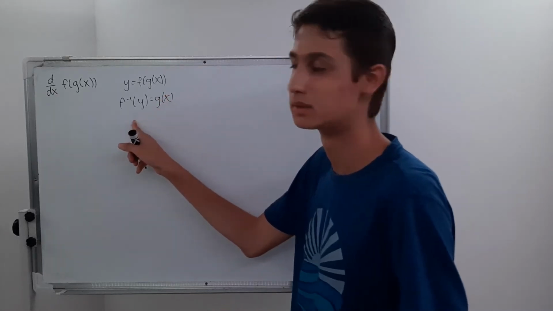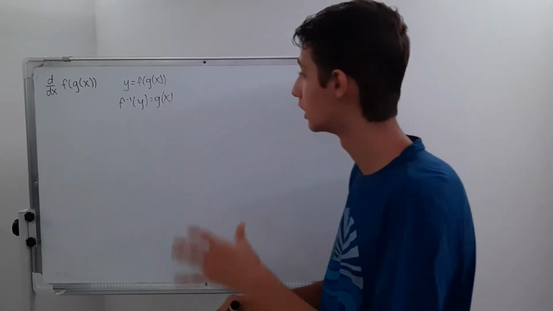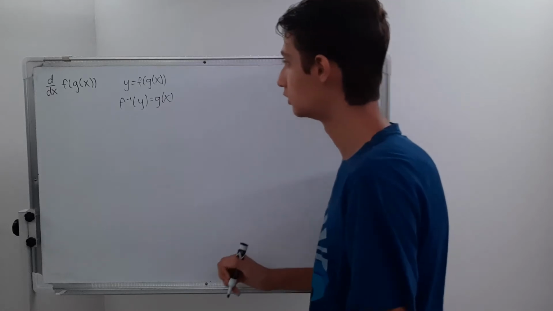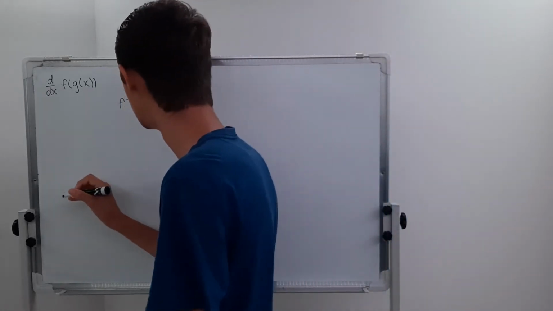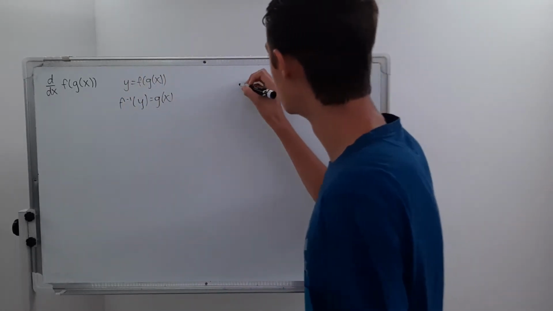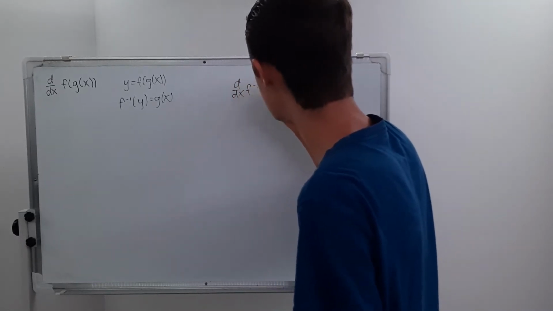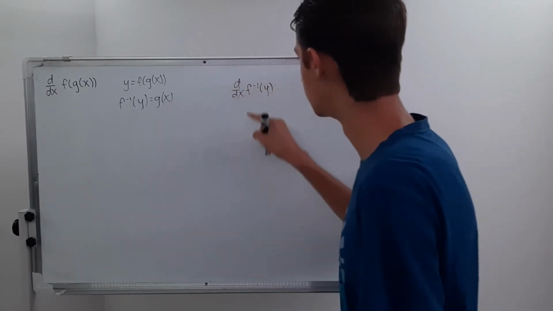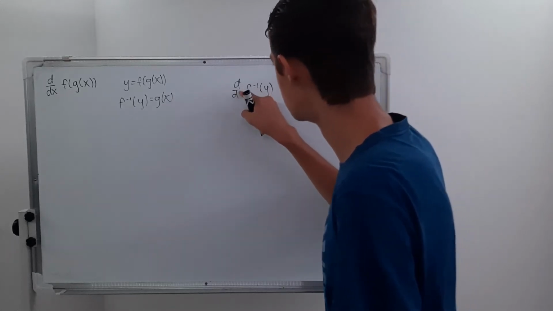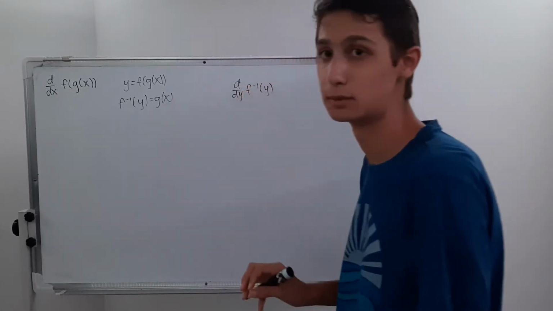What about this? What's the derivative of f inverse? Let's just do that separately. I'll do it up here. So we're going to take the derivative of f inverse of y. Actually, this is going to be a dy because we're doing it with respect to y.